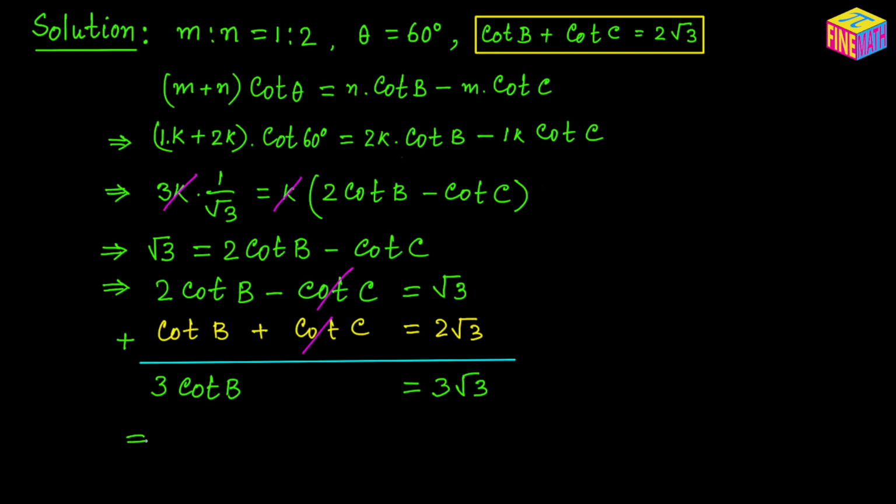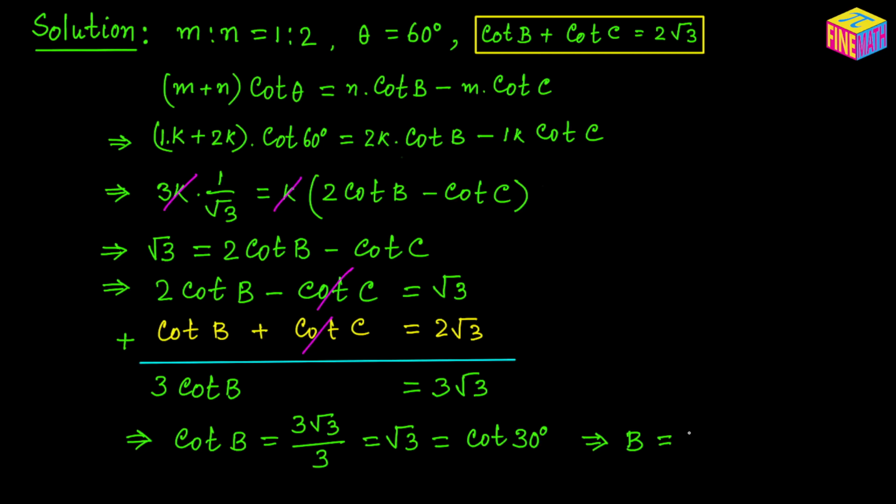So from here we can say then cotangent of B is definitely equal to 3 times square root of 3 over 3, and that is equal to square root of 3, and that is equal to cotangent of 30 degree. And from here we can say then angle B is equal to 30 degree.